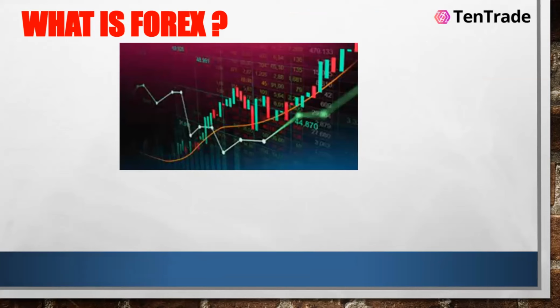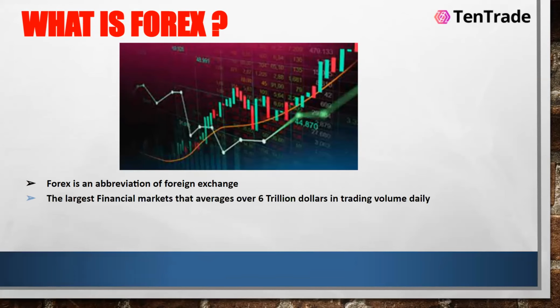Forex. When we talk about Forex, what exactly are we talking about? The first thing I want you to have at the back of your mind is that Forex is an abbreviation of foreign exchange. And then the other thing that I want you to know is that the Forex market is the largest financial market that averages $6 trillion in trading volume daily. That means on a daily basis, the average transactions that occur in the Forex market average $6 trillion US. So that talks about the currencies that are being bought or sold in a given day.